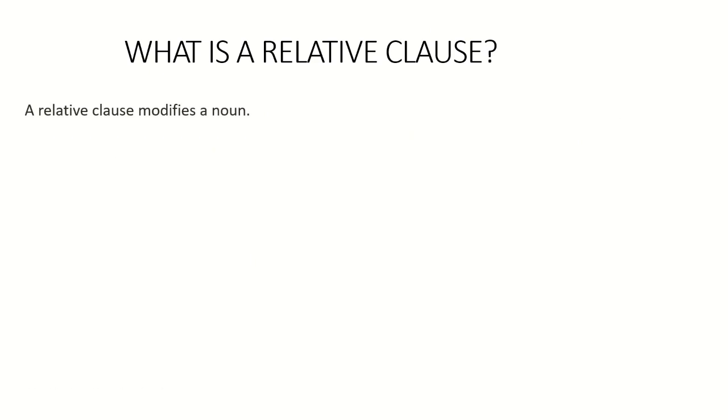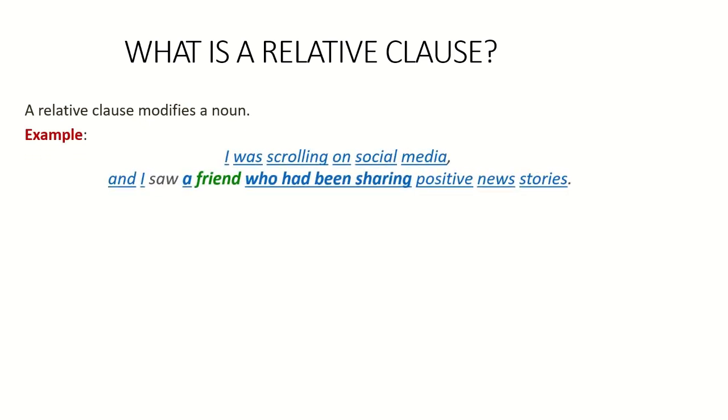What is a relative clause? A relative clause modifies a noun. It identifies a noun. It comes after a noun to add information about this noun. Look here, I was scrolling on social media, okay, and I saw a friend.